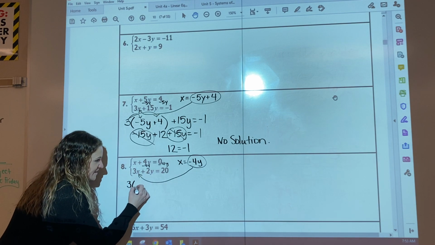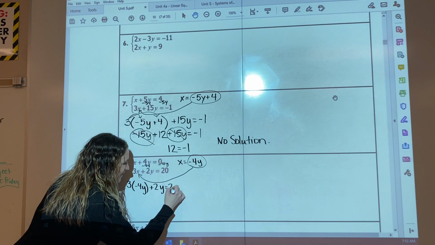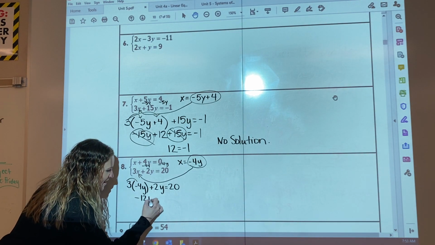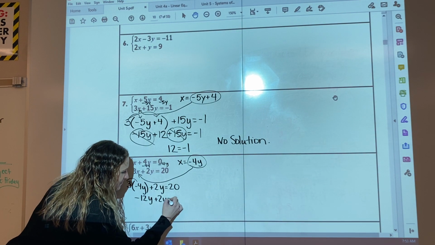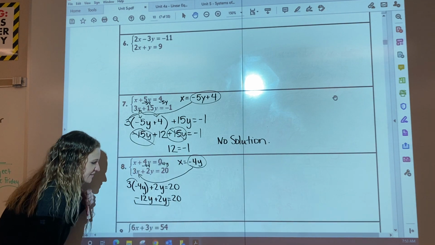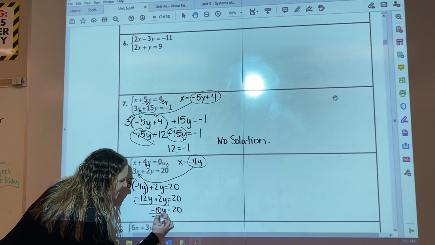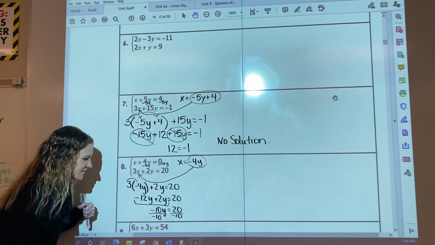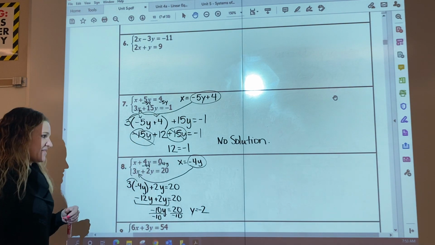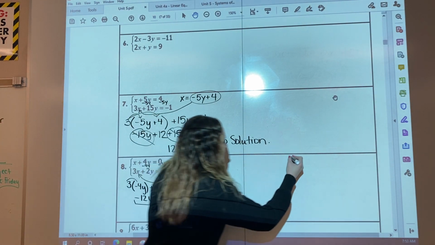So I have 3 times negative 4y plus 2y equals 20. 3 times negative 4 is negative 12y. I have some like terms, negative 12 and a positive 2 gives me negative 10. I'm going to bring that down. And so when I divide both sides by negative 10 to get the y by itself, I'm going to get y equals negative 2. All right, I've got that. Let me plug that back in and solve for my x.